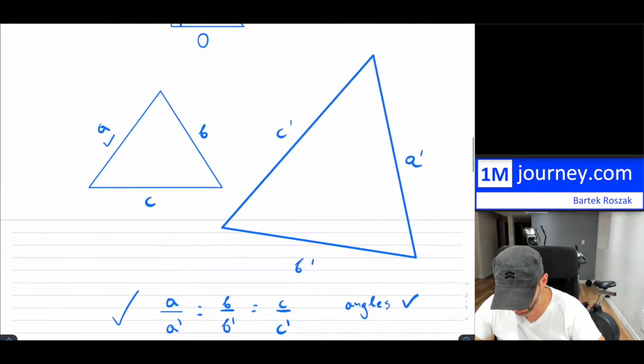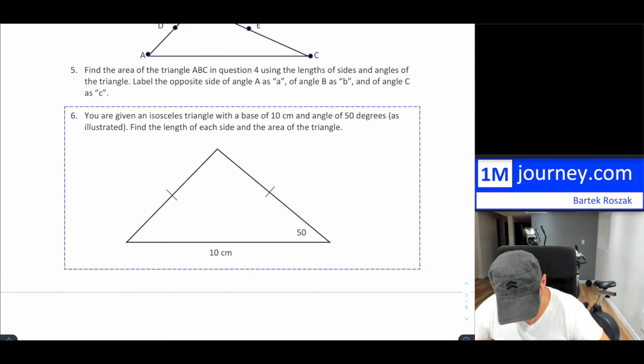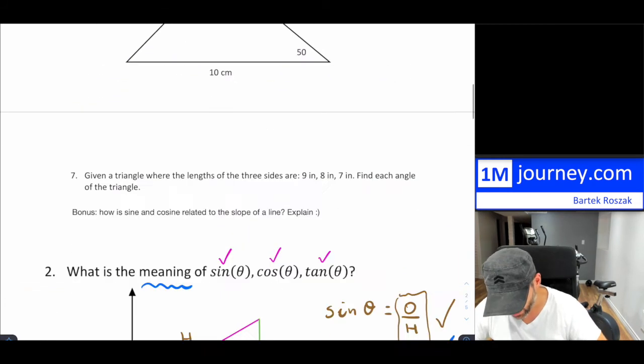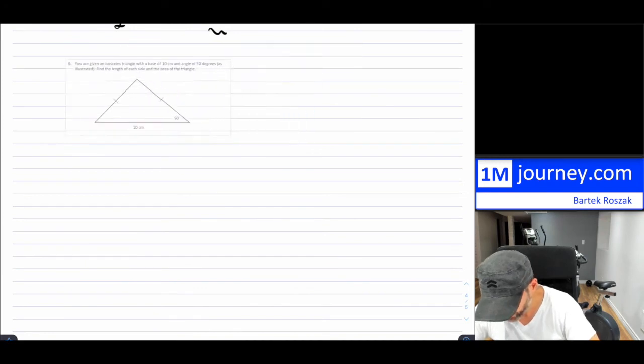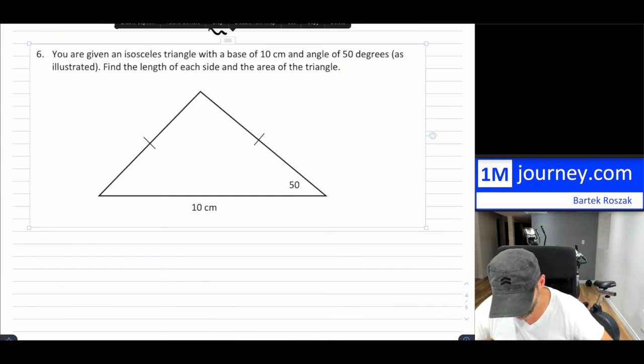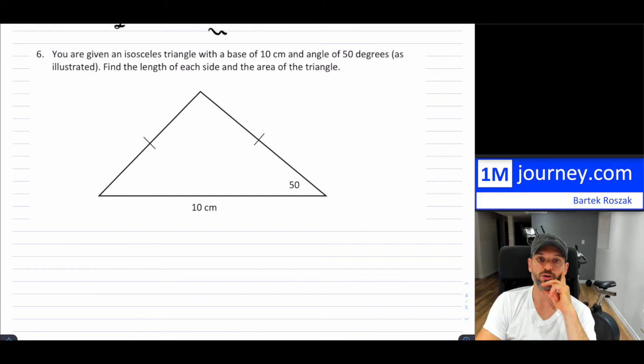Okay, question number 6. So another interesting one here. This one is actually with some numbers. So let's copy this down. So for this question number 6, what we have, here it is. All right, so I have that. You're given an isosceles triangle with a base of 10 centimeters and angle of 50 degrees. All right, so as illustrated right here. Find the length of each side and then the area of the triangle.